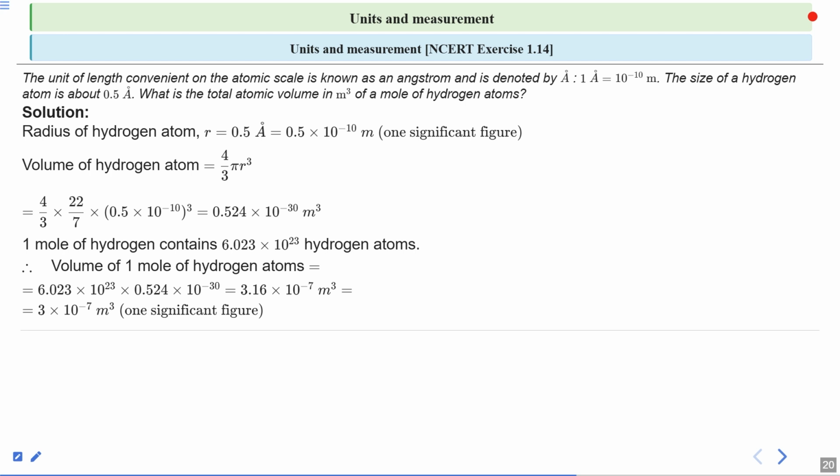So somebody in the chat said 3.15 into 10 to the power minus 5. So 3.15, but we cannot take this 0.15 because as a starting point we have only one significant figure. So the final answer should also have one significant figure.